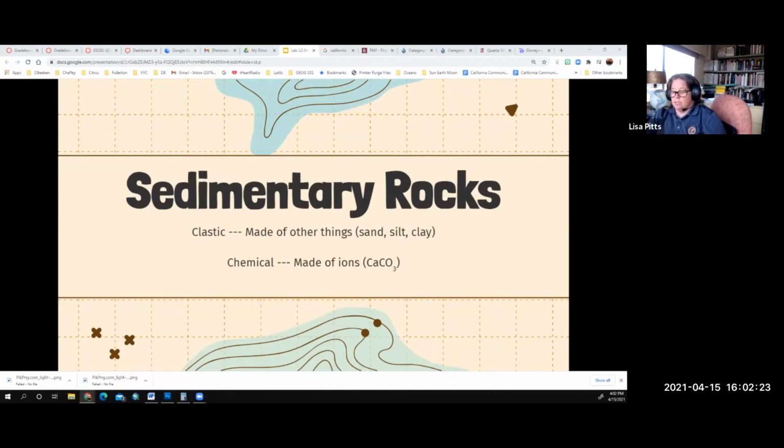I know sometimes they think of complicated names for things, but other times you have a chemical composition. If it's composed of just one big giant chemical, like calcium carbonate, which is CaCO3, or silicon dioxide. Silicon dioxide is the quartz mineral. And so most sand clasts are made of quartz because it's the most resistant to weathering.